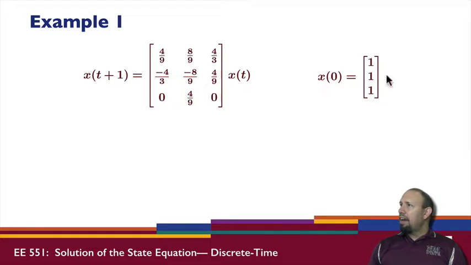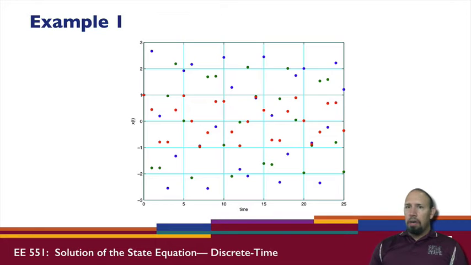Here I have 3 values, and as I iterate, I'm going to see those values. So here they are. Blue is the first state, green is the second state, and red is the third state. Initially they all started at 1, 1, 1. So they all started here, and then as time goes on, they bounce around and do other things. It looks like a jumbled mass.